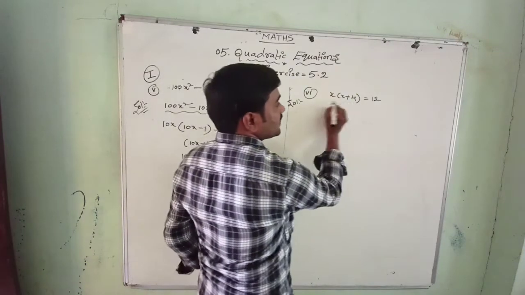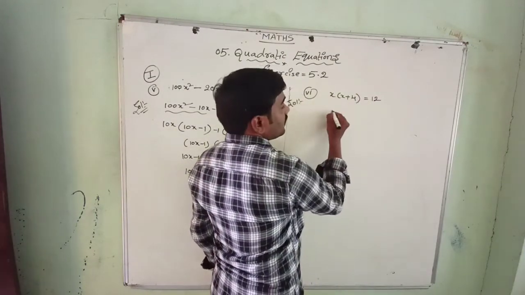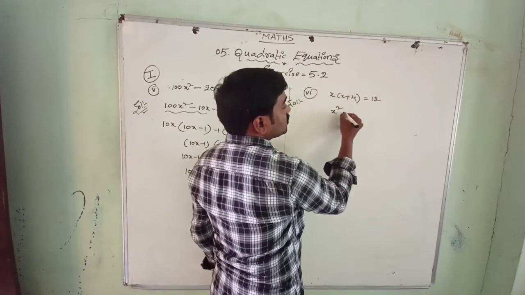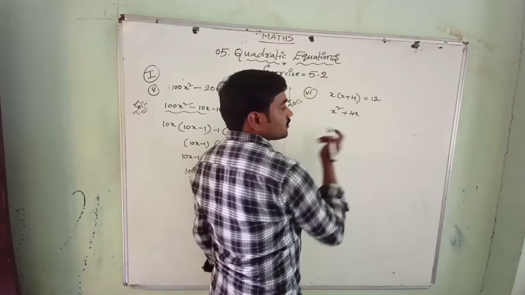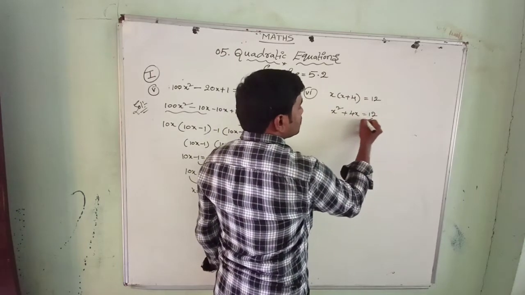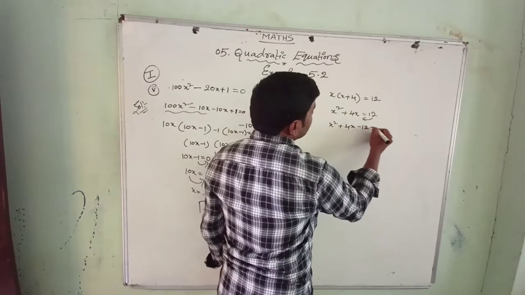So let us solve here. It's not in the form of a quadratic equation, no. Let us write in the form of a quadratic equation. x into x square, x into 4, that is 4x. This x is multiplying both the terms here. So let us multiply, equal to 12. This 12 you transfer this side. x square plus 4x minus 12 equal to 0.